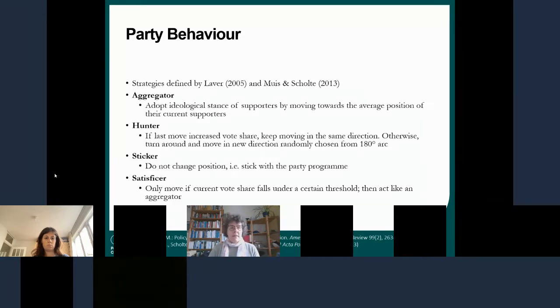We have the hunter strategy that starts with a random move and sees if this last move increased the vote share. If so, they keep moving in the same direction. Otherwise, the party will turn around and move in a new direction that's randomly chosen from the 100-degree arc in front of them. Then there's the classic sticker strategy. That means the party just sticks with the party program, they never change position. And there could be a satisficer, which is not used in the Austria model.